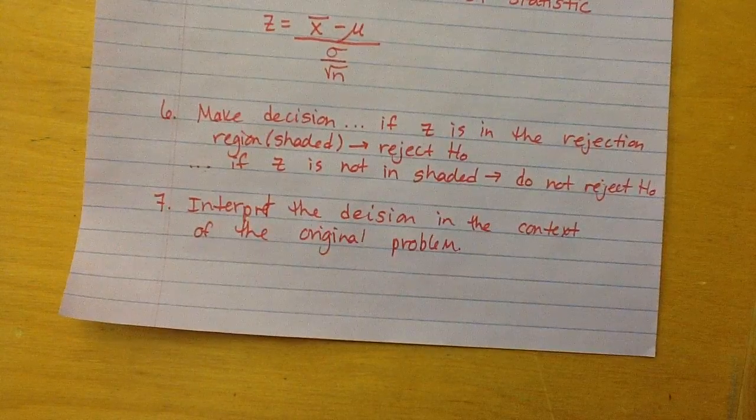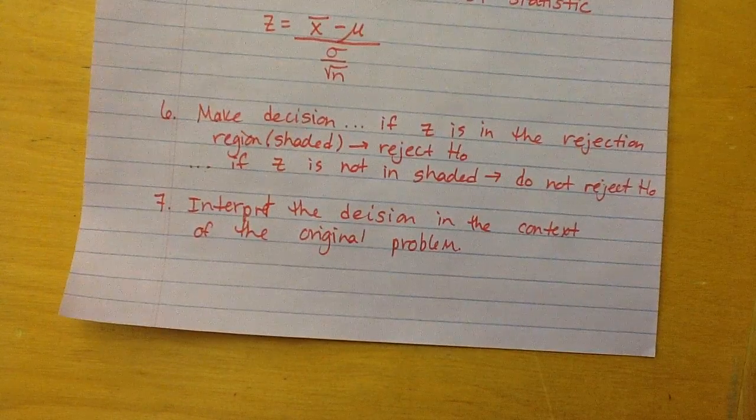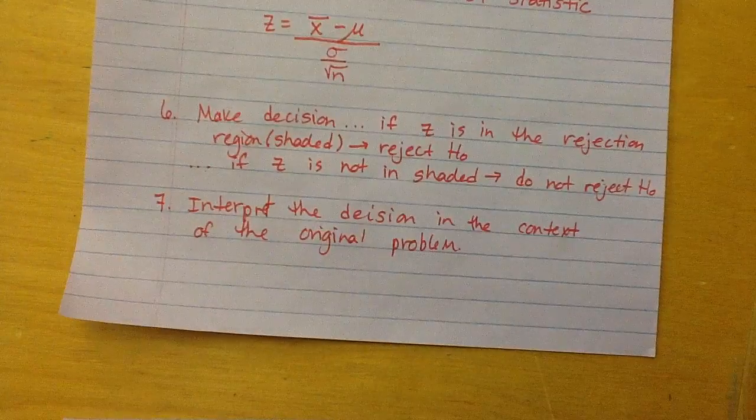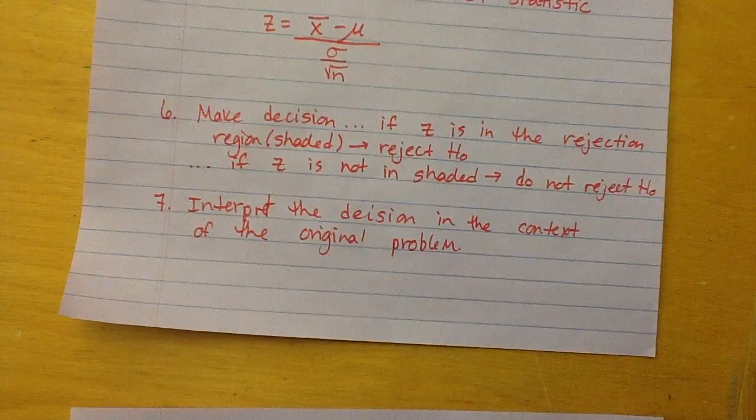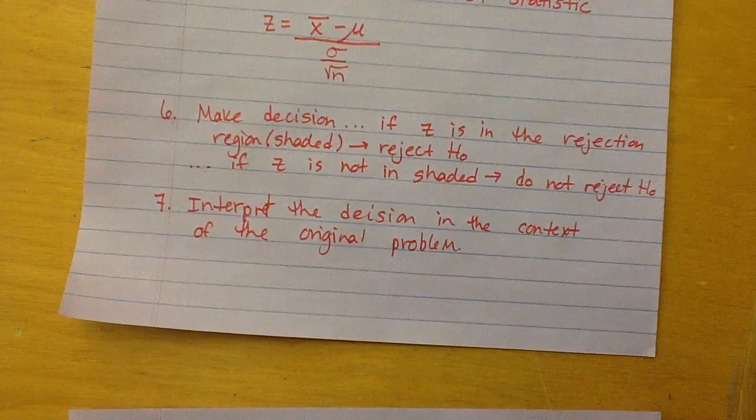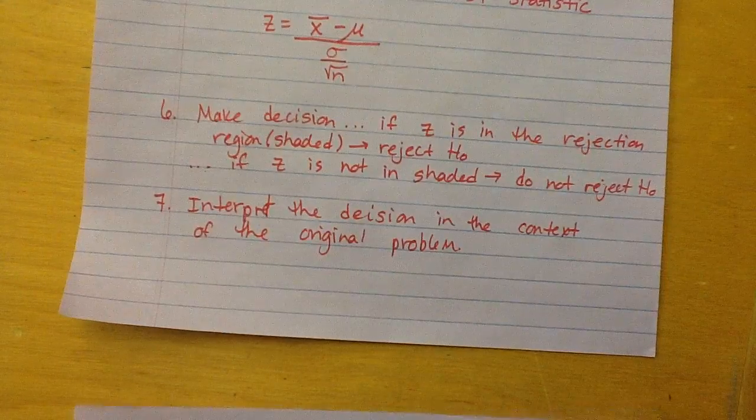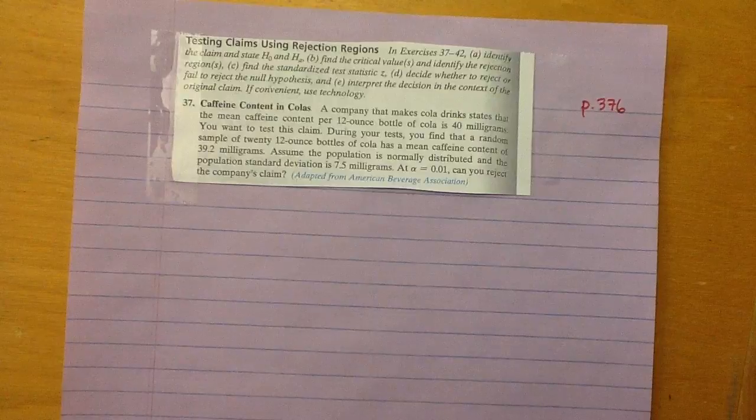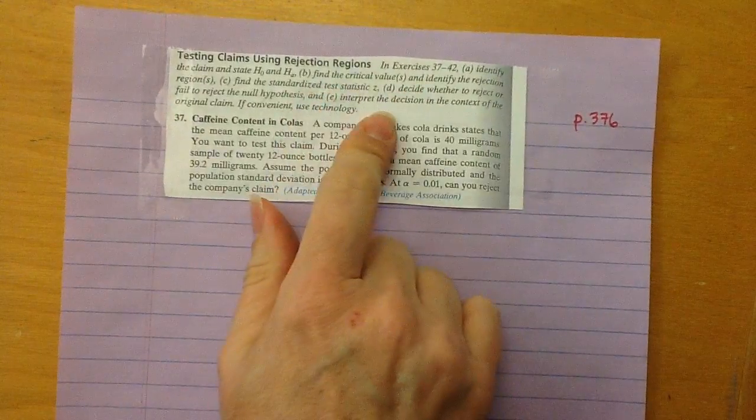Okay, we're going to do one example testing claims using rejection regions, and it is going to be from page 376. We're going to do number 37. We're going to follow all those steps we just wrote out. Basically, that's what the instructions say.